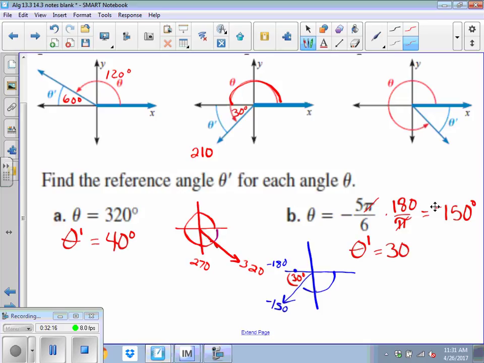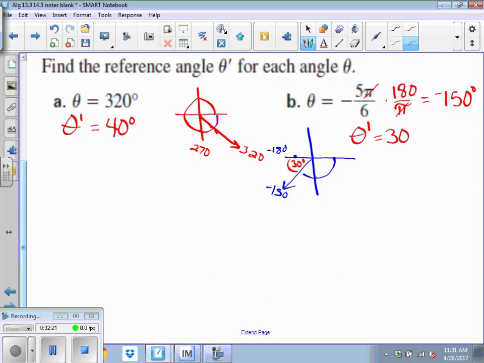30 pi over 180. So that is pi over 6. The reason why we're doing this is because the next problem, it wants us to find tangent of negative 210. And they want exact values. So if they want exact values, it's got to be one of those 30, 60, 90, or 45, 45, 90. So you have to figure out what that reference angle is so that you can do that.